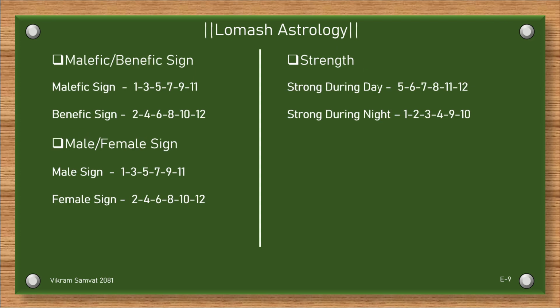Then there are some more classifications like malefic signs, benefic signs, then male and female signs. Maybe this will be used for predicting a male child or female child. We will not go into much detail on these types of classifications, but you must remember what the strength is during the day, which signs prevail in strength during the day, and which signs prevail in strength during night, and then malefic signs, and male and female signs.